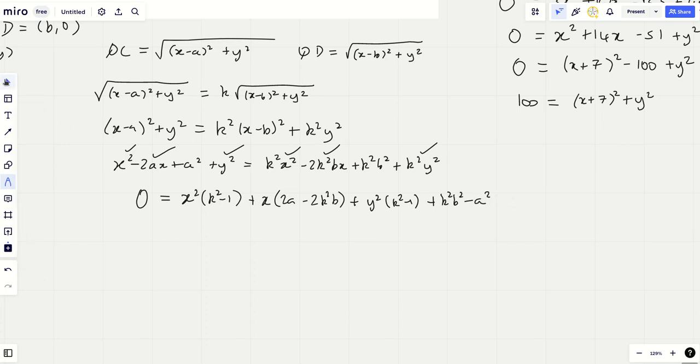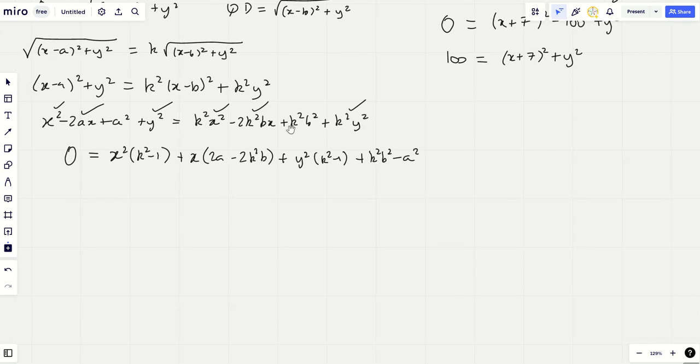Cool. Now, if I want to make this one look like this one, what I might quickly do with this is multiply it out again, just so I can see clearly the coefficients on x squared, x and y squared, and make it 0. So it looks more like that one. I'm just trying to make the shape of both of them exactly the same.